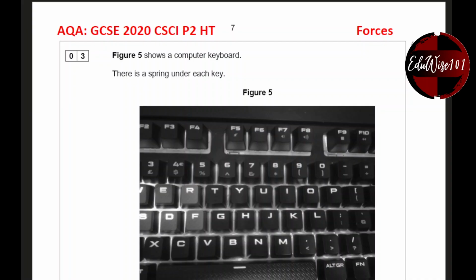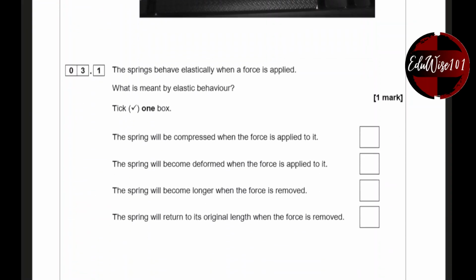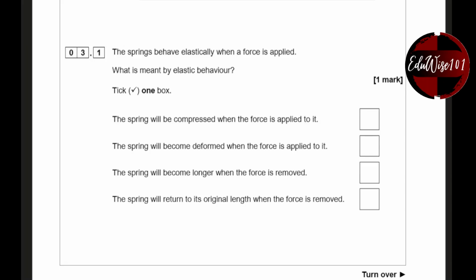So question 3, figure 5 shows a computer keyboard. There's a spring under each key. The springs behave elastically when a force is applied. What is meant by elastic behavior? Now, elastic behavior is when it's obeying Hooke's law.